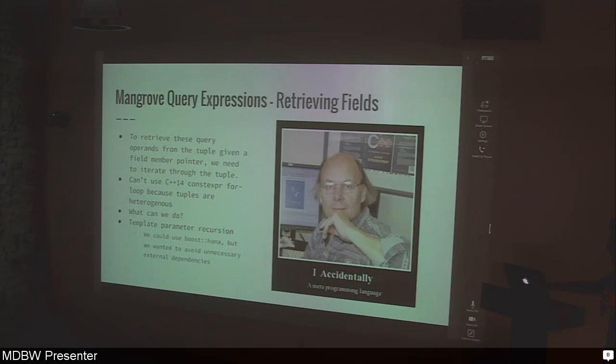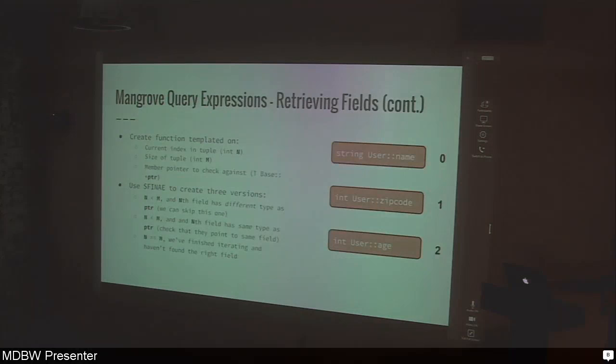So basically, the way this function works, they have, for example, three fields here in a tuple, and you can see their indices on the side. The function takes basically three template arguments. It takes a current index in the tuple, the total size of the tuple, and then the member pointer we want. So if the user wants to refer to the age, it would have a member pointer to user age. And then we use some SFINAE to create three different versions of this. So I can walk you through the process for this.